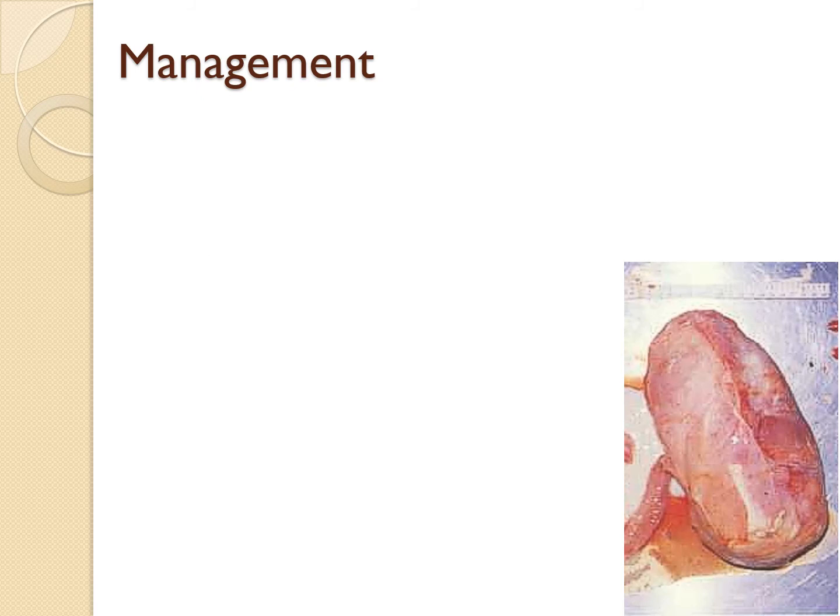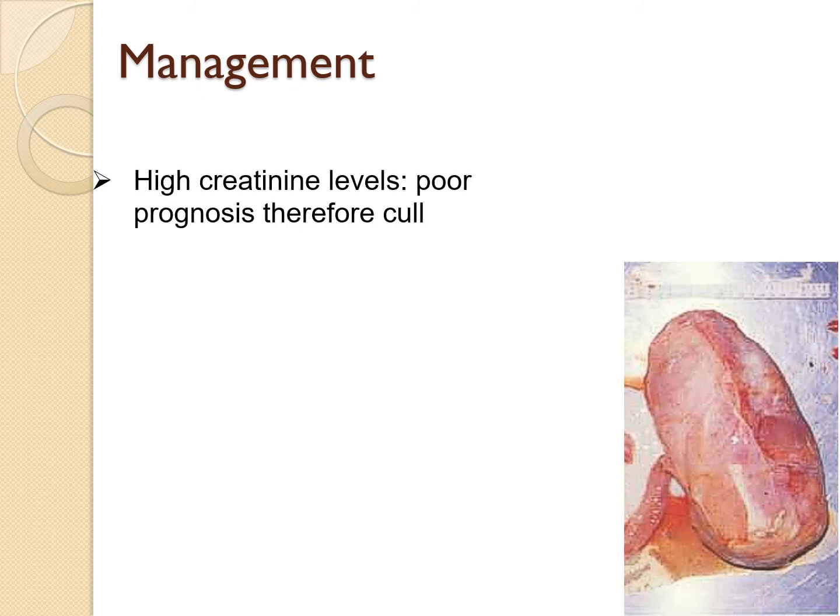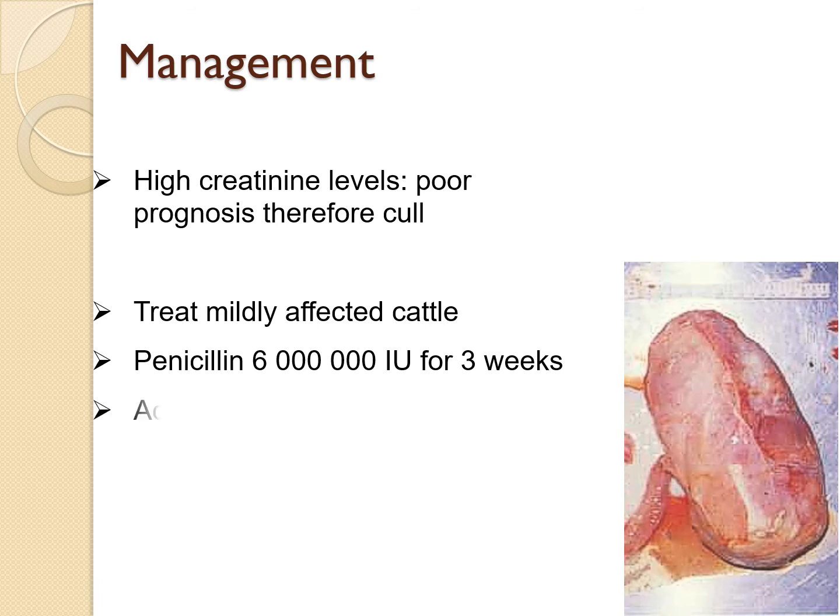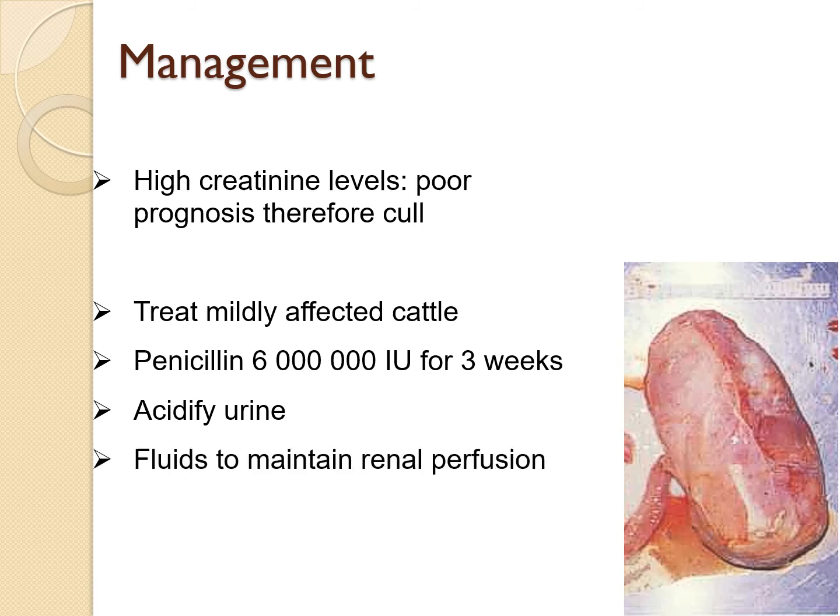Cows with advanced kidney damage, indicated by high creatinine levels, should be culled due to poor prognosis. Mildly affected cattle may be treated with penicillin or with other gram-positive spectrum antibiotics, according to antibiogram results. A urine acidifier can be given. Fluids can be given to maintain renal perfusion.